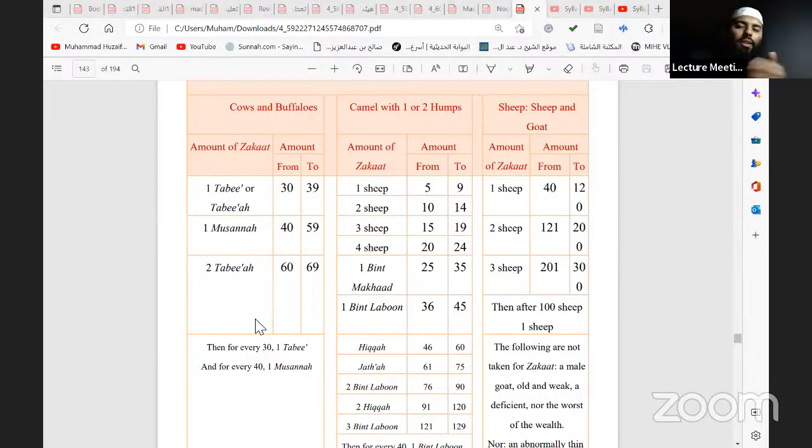Basically, whatever the number is, the next 100 is that one. So 999, you would give 10. And 399, you would also give 4, right? Well, that's how I've understood it anyway.